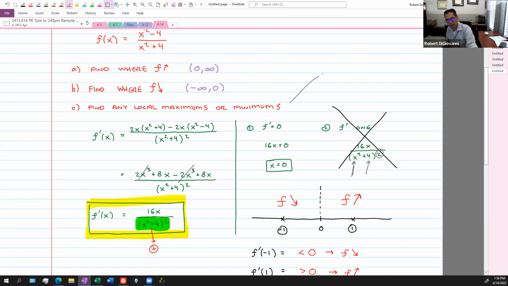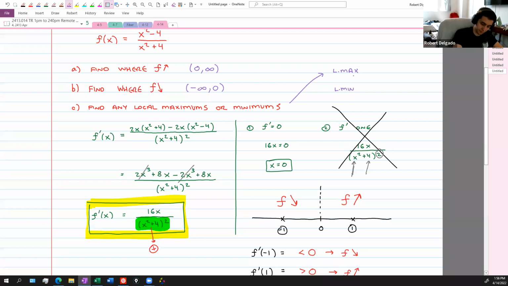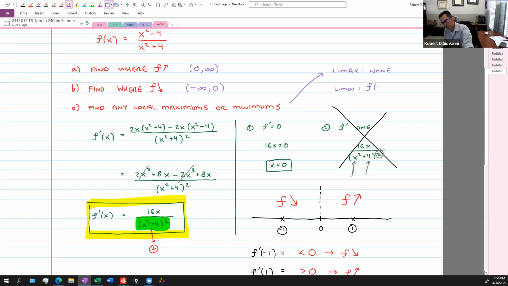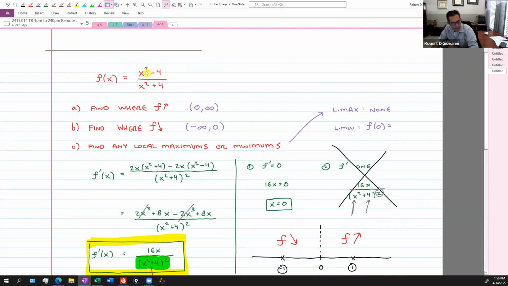And in terms of local max and mins, local max, what do you think? Do we have a local max? No, it never goes up and back down. So we don't have any here, none. And local minimum, well, we do, right? At 0. So let's see what we get when we plug 0 into the original function. You get -4 on top and you get +4 on the bottom. So that's -1. We're done.